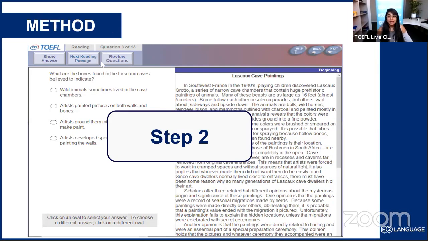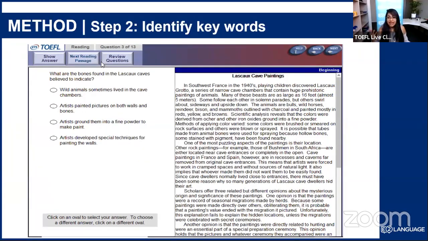Step 2, identify keywords. If you want to save time, you can do this while you're reading. And I feel like naturally, you'll have an idea of what the question is actually asking you to do when you read the question and the answer options. So let's quickly identify the keywords. I'd say bones is pretty important here. What is it believed to indicate? So we've got indicate, wild animals, chambers, artists. Artists is in 3 answer options, so obviously artist is an important word here.